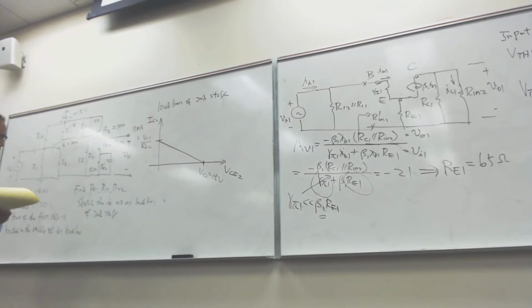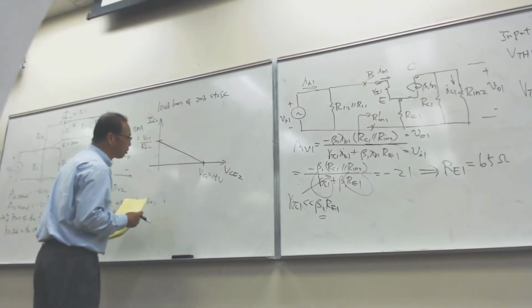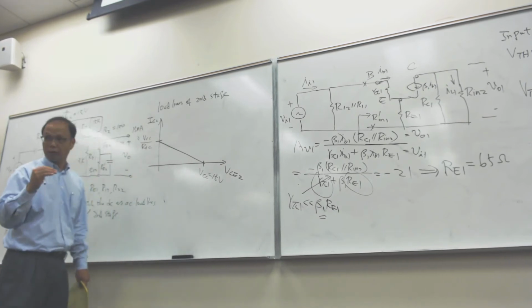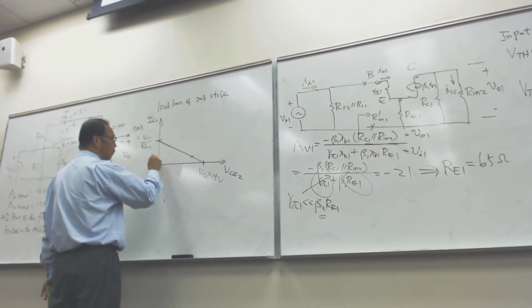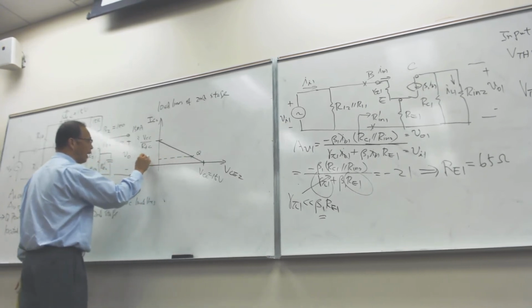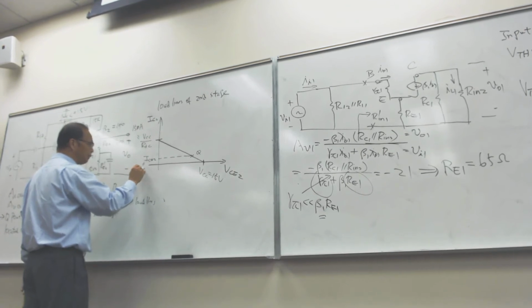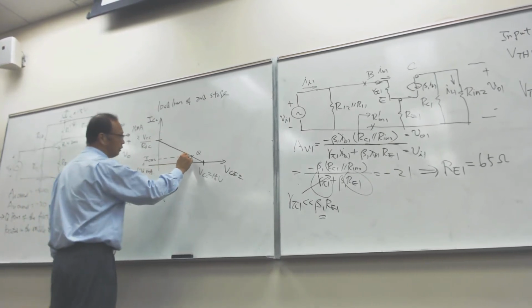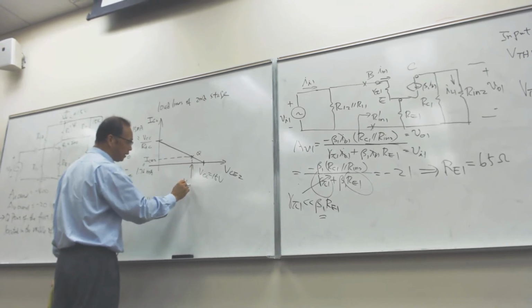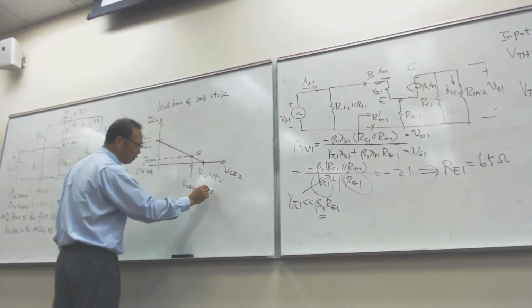And where's the Q point? The middle? No, the middle is the first stage. We're talking about the second stage, and we have calculated ICQ2, which was 1.8. So the Q point is located very low, somewhere here. That's ICQ2, 1.76 milliamp, and this is VCEQ2, about 13 volts.